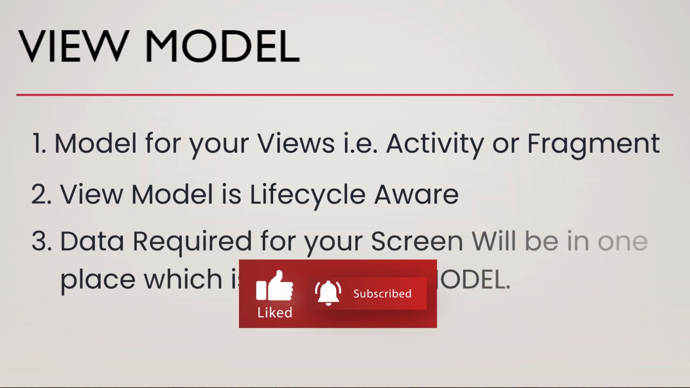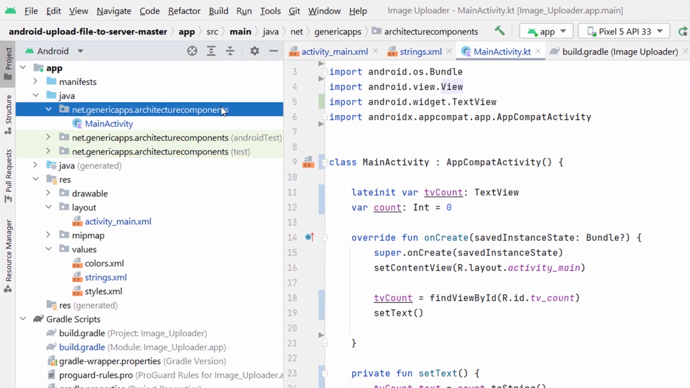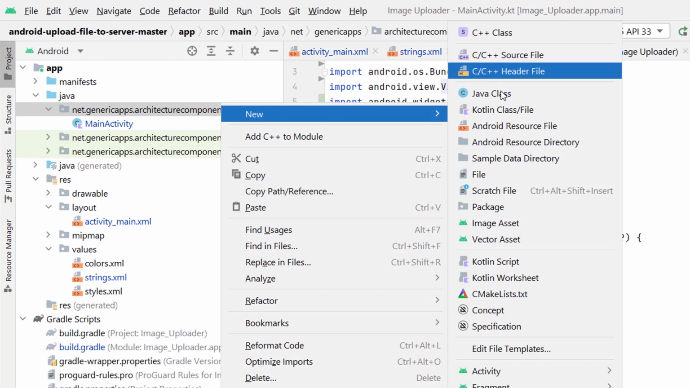So to sum it up, view model is just a model for our views, that is activity or fragment, and view model is life cycle aware and it will stay in memory as long as the activity is in memory and not destroyed completely, and all the data required for our UI or the screen will be in this one place, that is inside the view model. Now let's go and create our view model class.